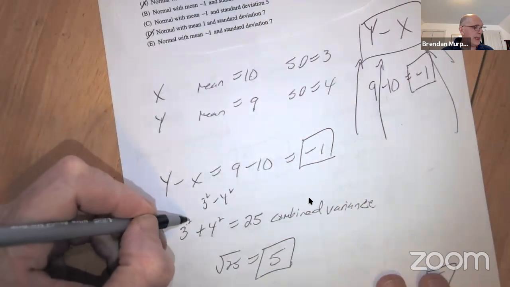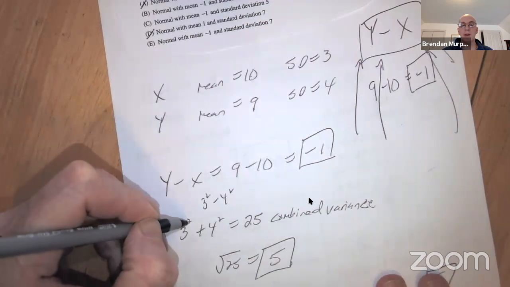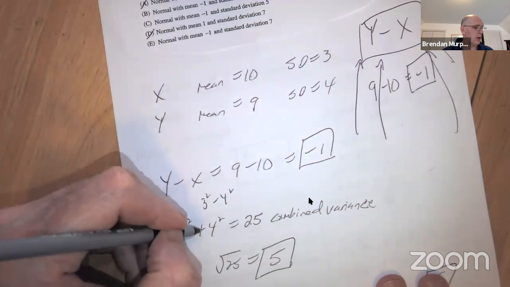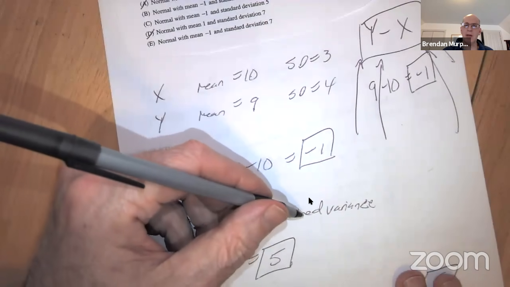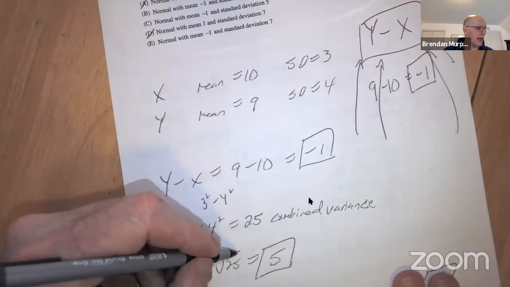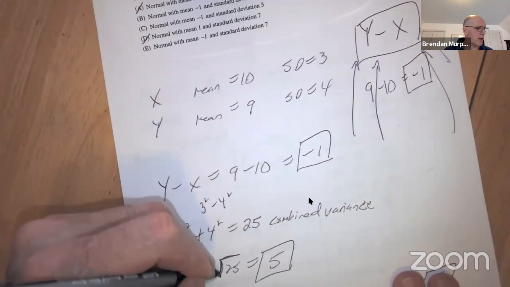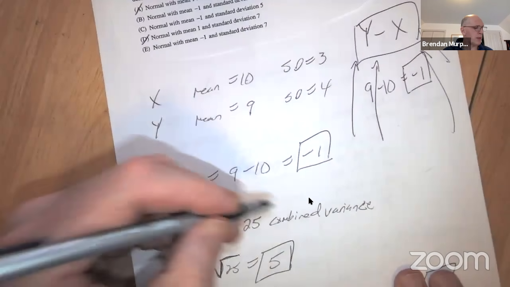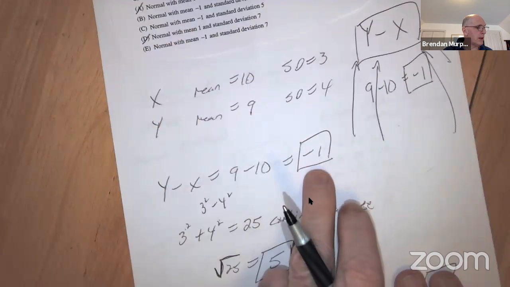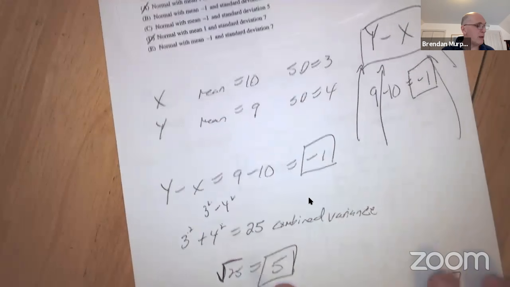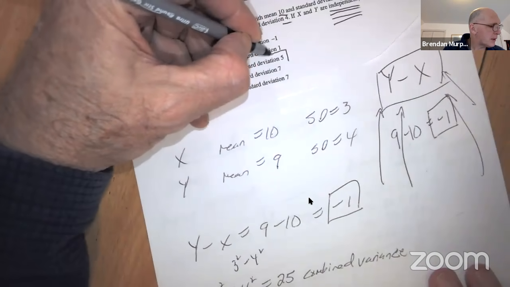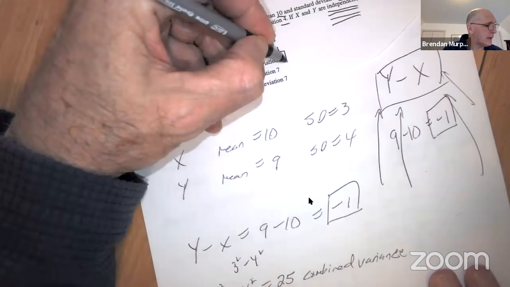So I did add 3 squared, which is now a variance, to the 4 squared. Now it's a variance. And so I guess 25 is my combined variance, but ultimately I want a standard deviation. So if I take the square root of the variance, I get a standard deviation. So I think my mean was -1 with a standard deviation of 5. And so the answer is C as in cat.